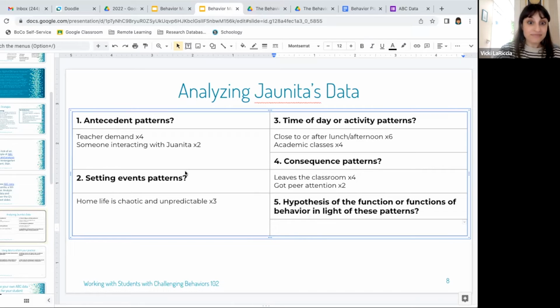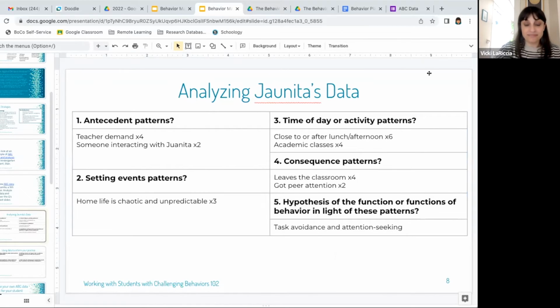So it seems like people are in agreement that task avoidance and attention seeking might be the functions of Juanita's behaviors that we're seeing. Is her home life out of control? Possibly, and that's why she's behaving the way she is in school. Maybe.